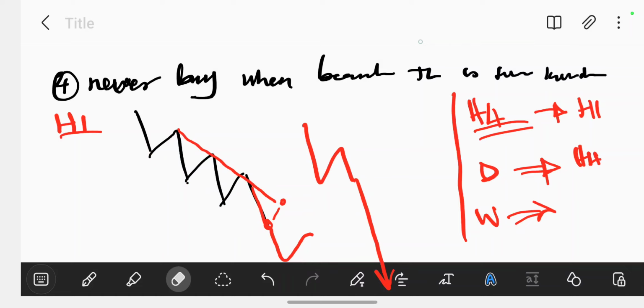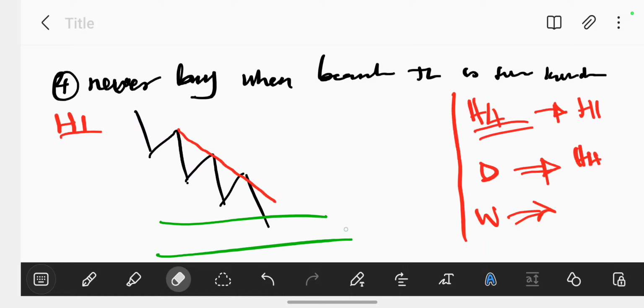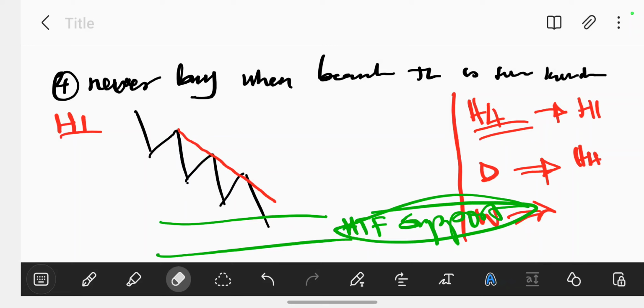I said unless you hit a higher time frame zone, a higher time frame support, the H4 or daily support. If I hit H4 and daily support, and then I check my H1 and it is like this, and it gives me pin bars there, I can buy. That's the only time I can buy, even though the H1 trend line is still holding, because I'm buying based on the higher time frame structure.